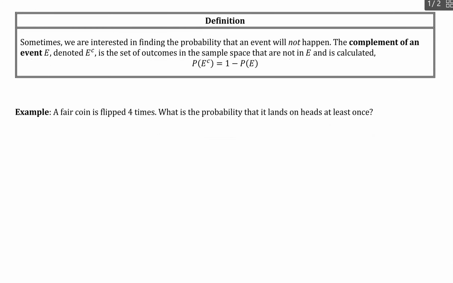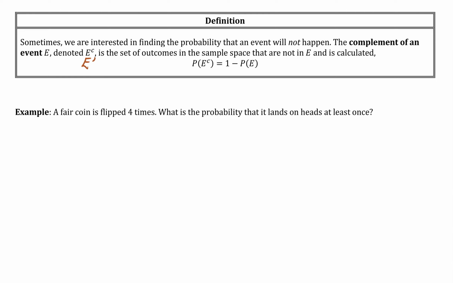In this video, we will compute the probability of an event happening at least once. In other words, we'll calculate the complement. So as a reminder, the complement of an event, E, sometimes we denote as E to the power of C or EC. Sometimes you also might see it as E prime.